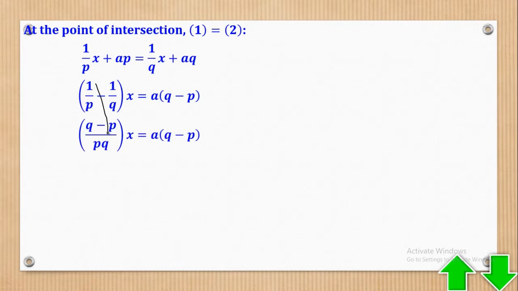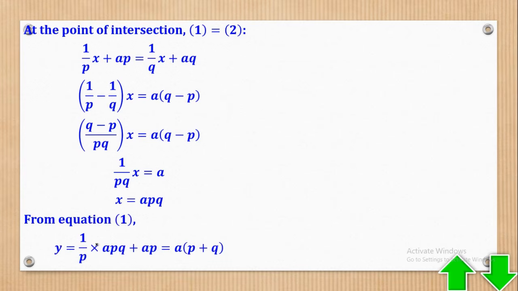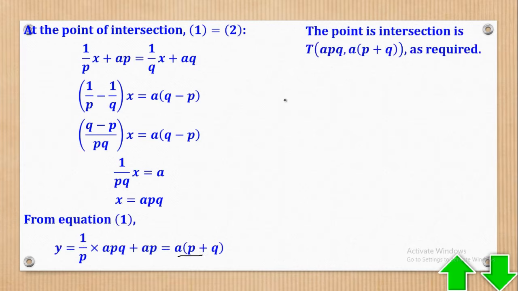Then get the LCM for this, you come up with that. Then you realize that this numerator here can cancel with this to come up with this. Therefore, make x the subject, you come up with x equal to ap^2. So the good thing, you have got the x coordinate, which is similar to the one in the question. Now we also need to get the y coordinate. So from equation 1, substitute for x to come up with this. Therefore, the point of intersection is this as required.